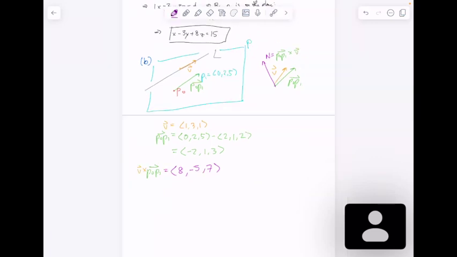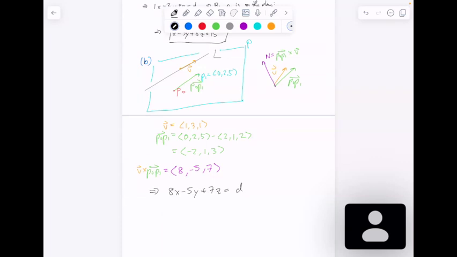Let's complete this. So assuming I got this cross product right, this is 8, minus 5, 7. So your equation for this plane is going to be 8x minus 5y plus 7z is equal to some constant d.